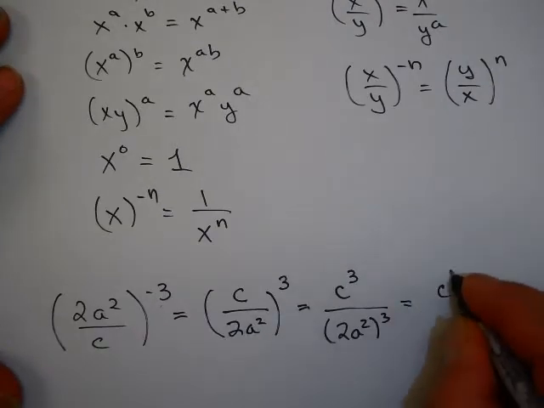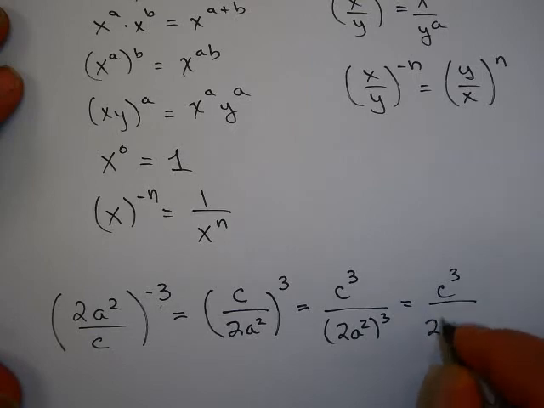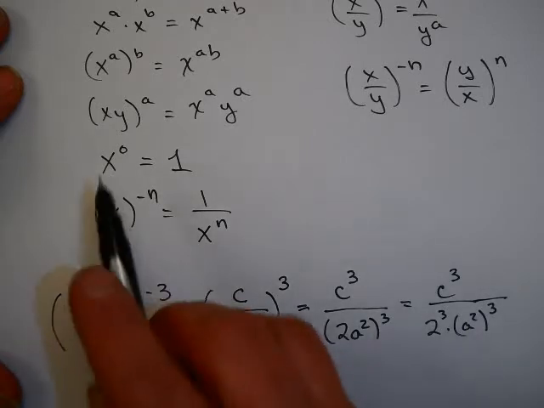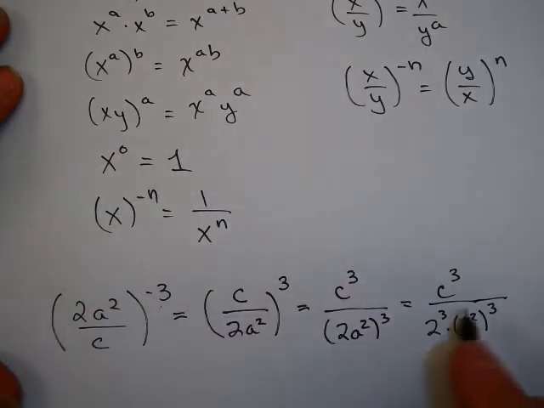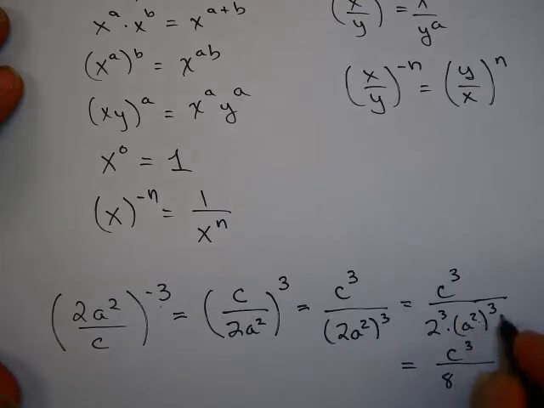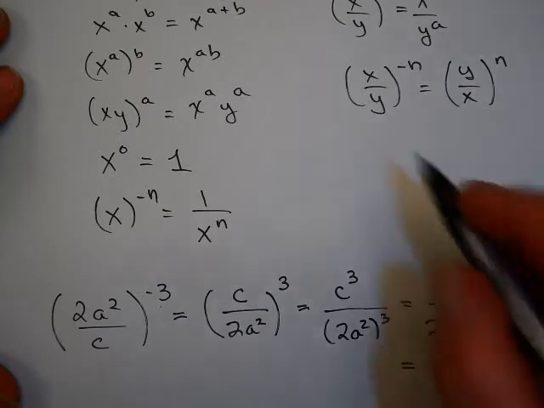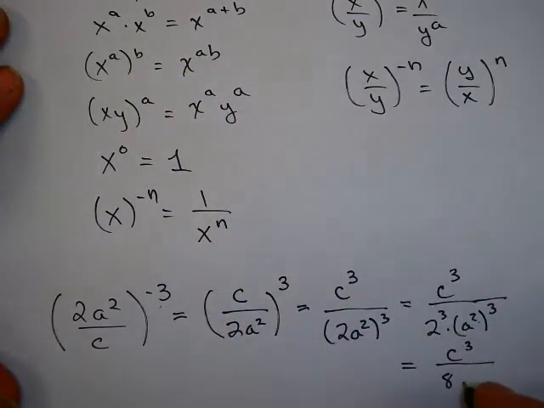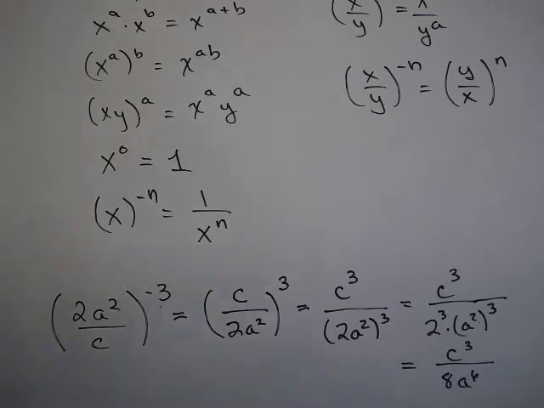Now, that gives you c to the third over 2 to the third times a squared cubed. That rule right there is just applying this right here. So simplifying this out, that's c cubed. 2 cubed is 8. A squared cubed, using this rule, is a to the 6th. Okay? Here's another one to try.